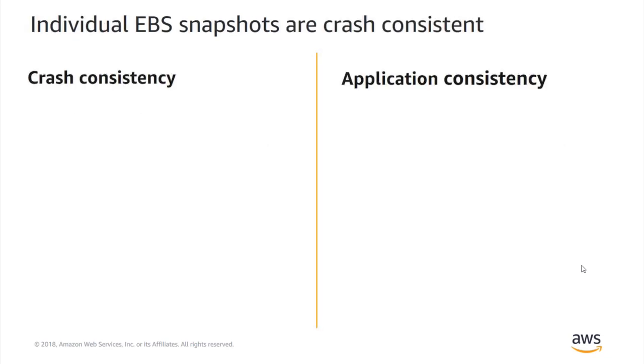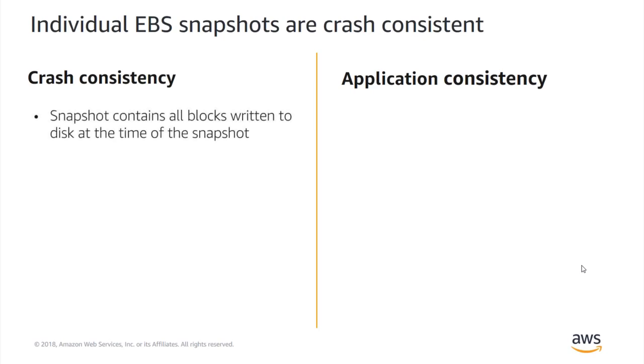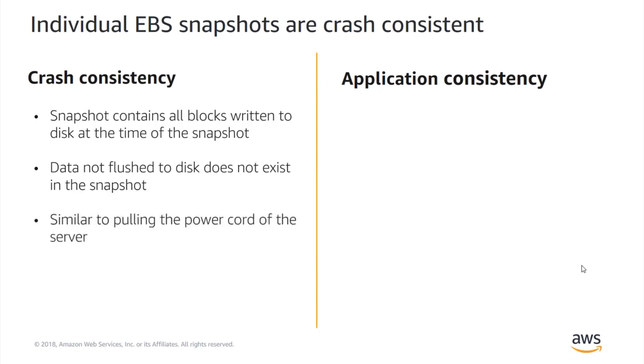As I mentioned earlier, EBS snapshots are crash consistent. What this means is that a snapshot will always contain all of the blocks that existed on the disk at the time the snapshot was created. Any data that's not on the disk, and this might include data that's being held by the kernel in memory or data that's in application memory that hasn't been flushed to disk yet, won't be included in the snapshot. And a good way to think of this is that the state of a crash consistent snapshot is similar to what's on disk if you were to pull the power cord from a computer.